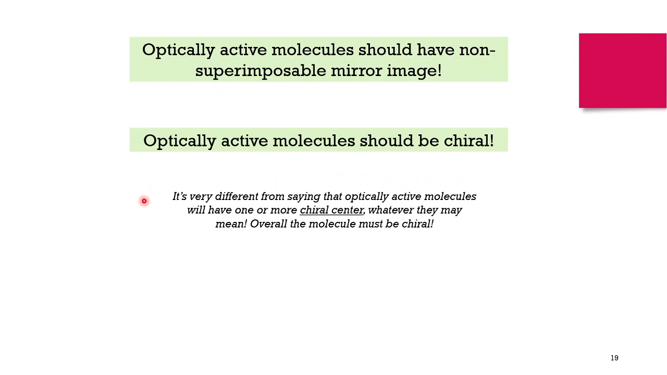For people who already know that some carbons are chiral and there are chiral centers in the molecule, I'm not talking about a particular center in the molecule which is chiral. I am just talking about the whole molecule. You have to see if the whole molecule is chiral or not. It's very different from saying that it has a chiral carbon, if you have heard about those things. The molecule must be chiral overall.